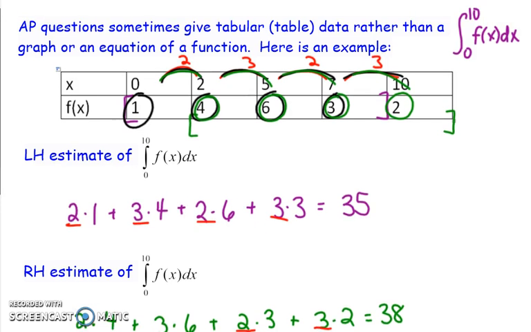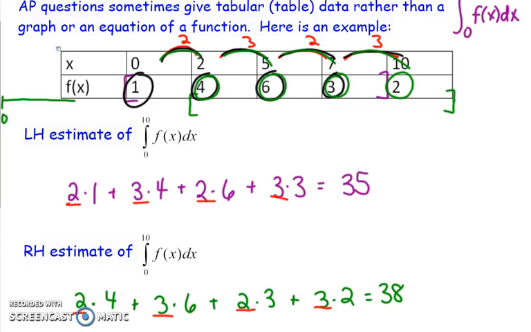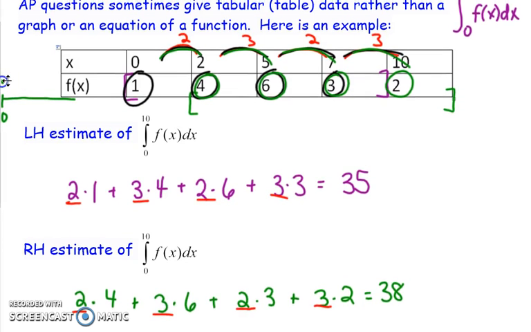Now, some people like to sketch a picture. That's totally fine too. We've got 0, 1, we have 2, 4, we have 5, 6, 3, no, sorry, 7, 3, and we have 2, 10, 2, just somewhere between there. But you can sketch it out like that if that helps you to draw out your rectangles as well.